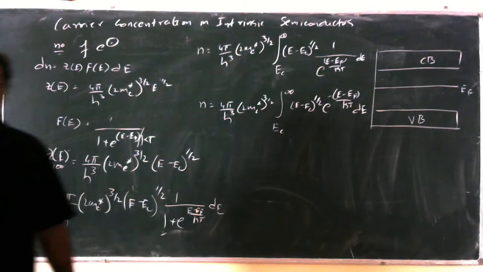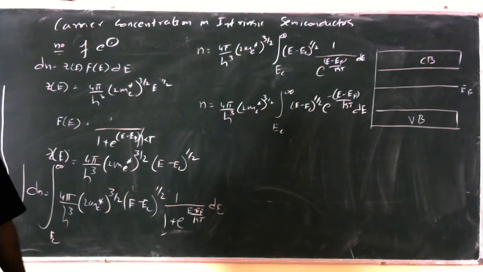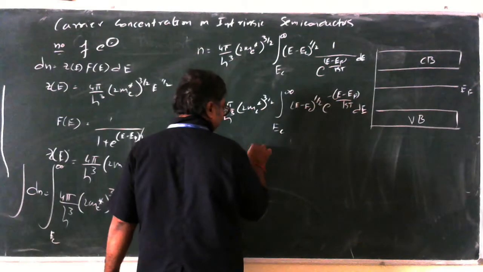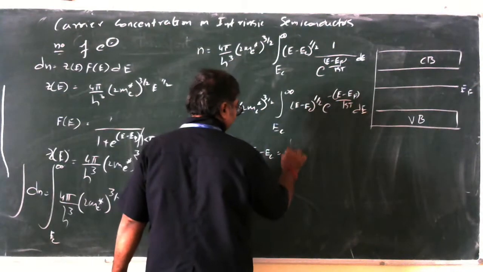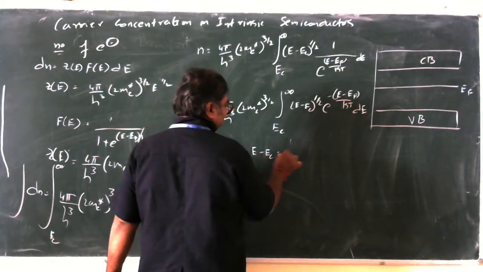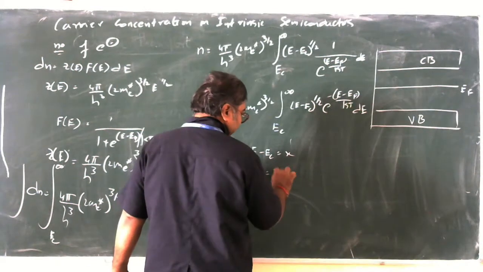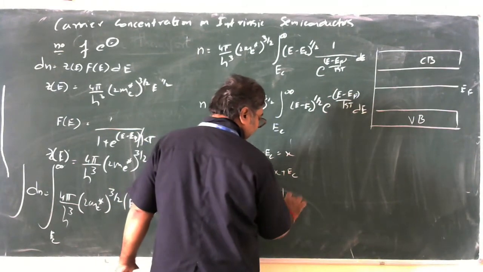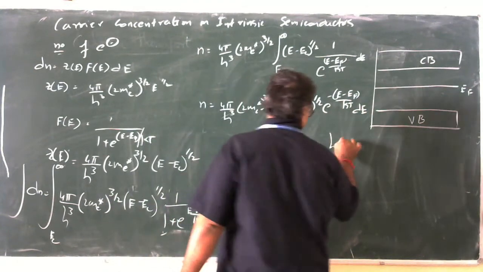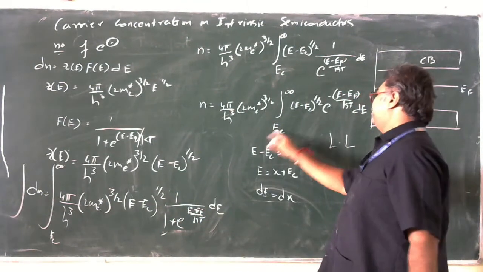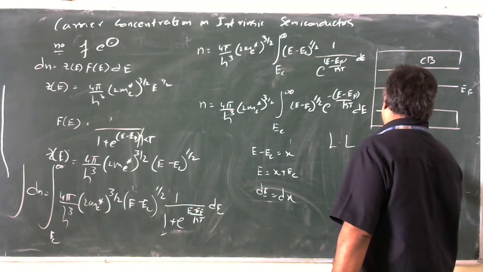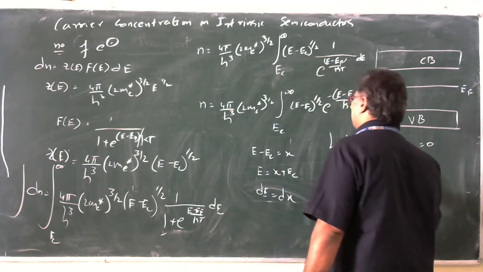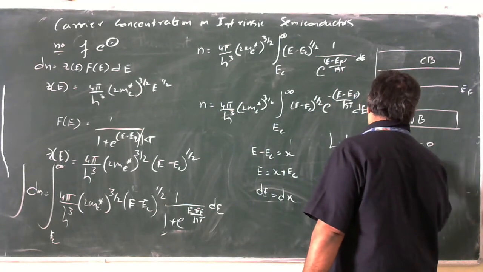Now we need to solve this. How do we solve this? We can only solve this by the substitution method. Let us assume that E minus Ec equals x. When E minus Ec equals x, what happens to E? E becomes x plus Ec. And what is the value of dE? dE becomes dx. And what is the lower limit? In place of E, put Ec. So the lower limit will be Ec minus Ec, which is nothing but 0. And what is the upper limit? The upper limit is infinity minus Ec, which is once again infinity.